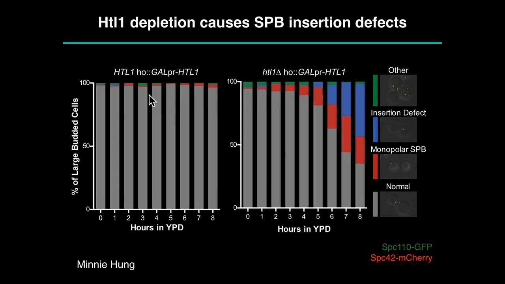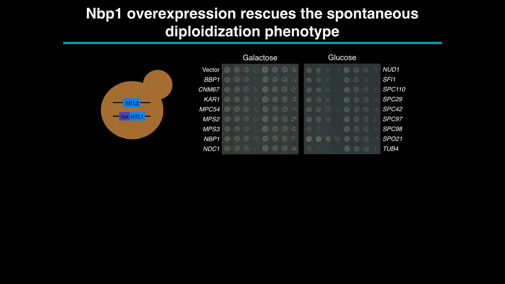In the wild-type case, we deplete HTL1 over the course of 8 hours, and you can see that all of the large budded cells are normal. However, in the HTL1 deletion case, we see that over time, first we see a delay in spindle pole body duplication, and then we see the emergence of this insertion defect. So now we hypothesize that RSC is important for spindle pole body insertion, but again, how is it affecting spindle pole body insertion? Well, we got a hint from this spot assay.